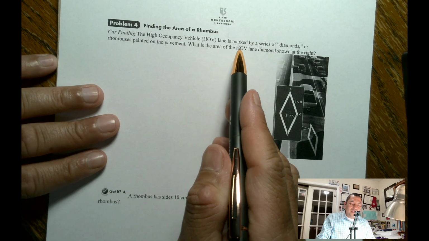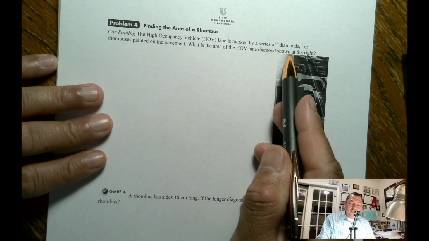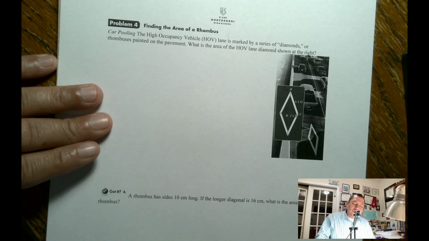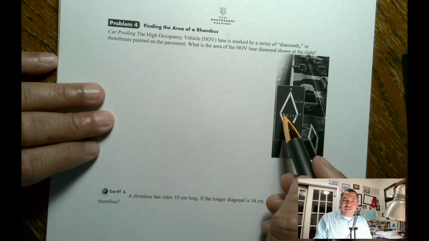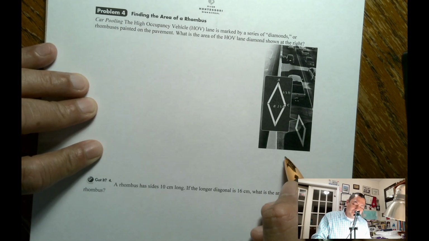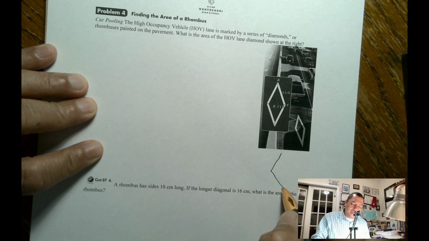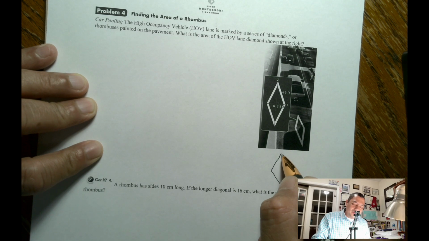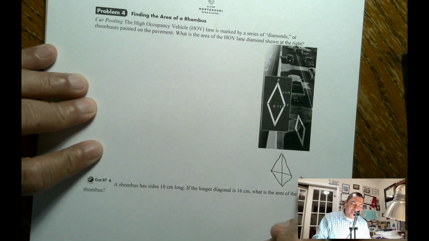What is the area of the HOV lane diamond shown at the right? So I have some figure. It's not very clear, this diamond. So this figure is a rhombus. Here, it's a rhombus, not a kite. That one looks like a kite.